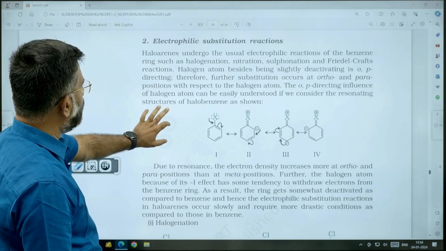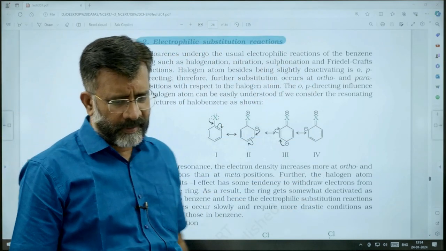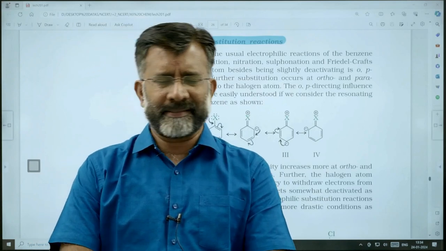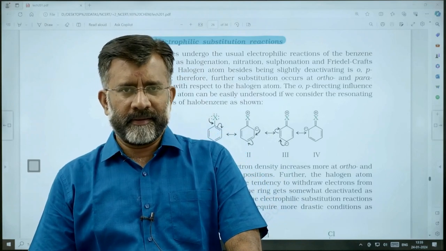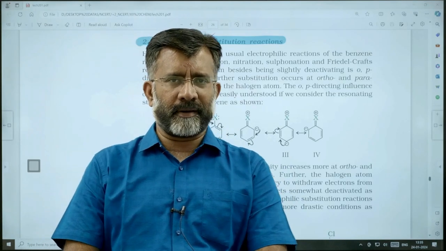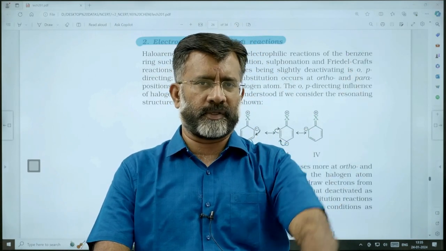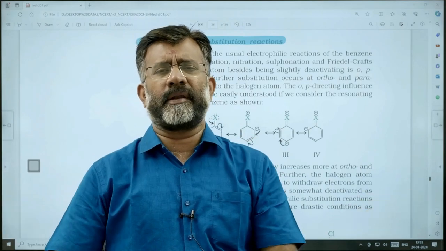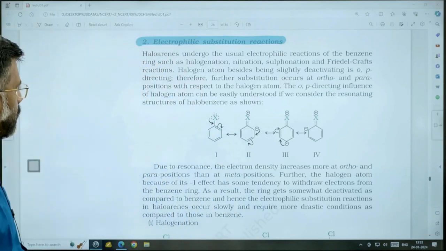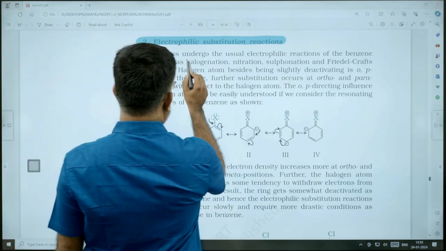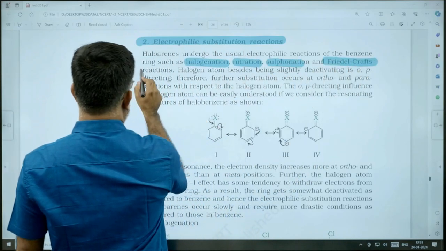Now on to the ESR reaction. This in fact is the typical reaction given by haloarenes. Haloarenes are not known for SN reaction. They are known for electrophilic aromatic substitution reaction. Aryl halides are well known for it, as all aromatic compounds are. So how do they give aromatic substitution reaction? They may give halogenation, nitration, sulfonation, Friedel-Crafts reactions, all.